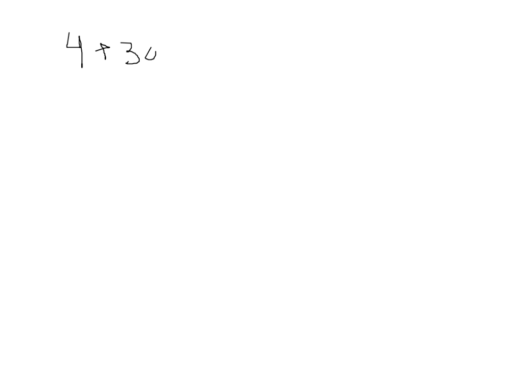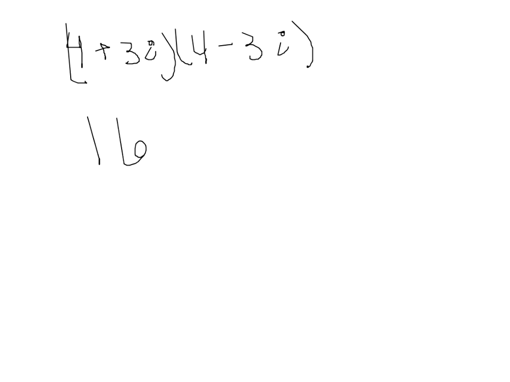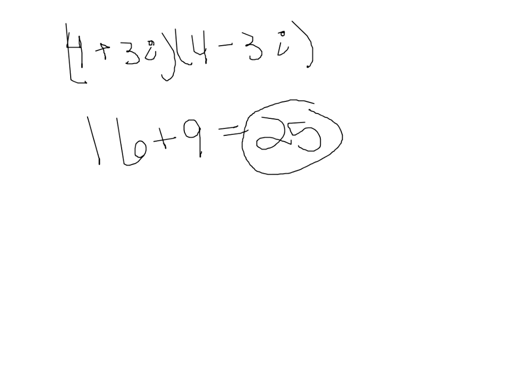4 plus 3i times 4 minus 3i. So I'm going to get 16. And then 3 times 3 is 9. And it's going to be plus. So that is 25. So that's the product of those two. Now, the reason we look at complex conjugates is because when we're dividing complex numbers, that's how we do it.